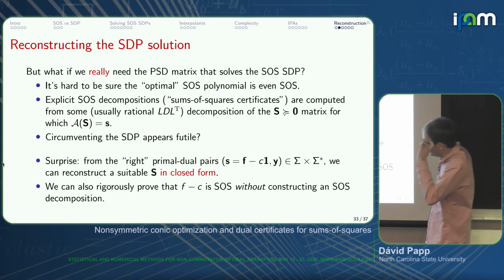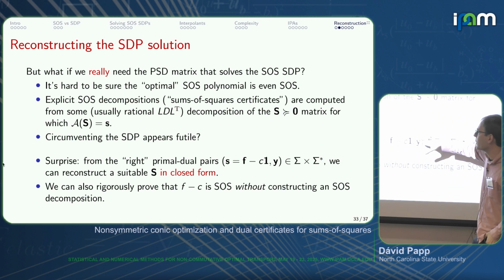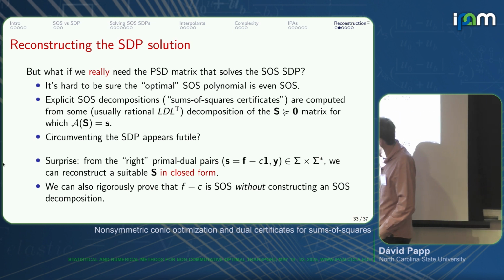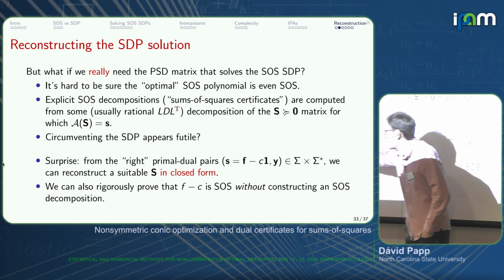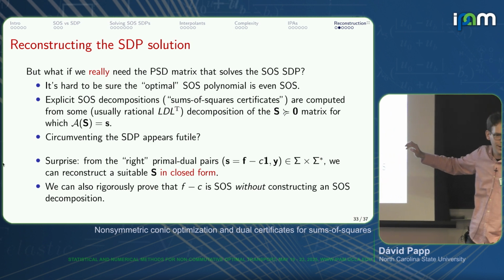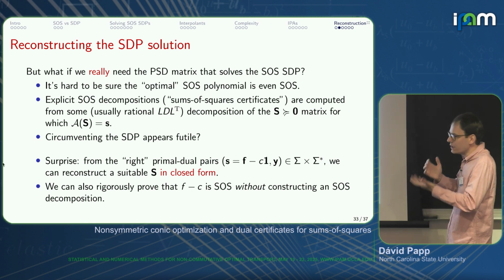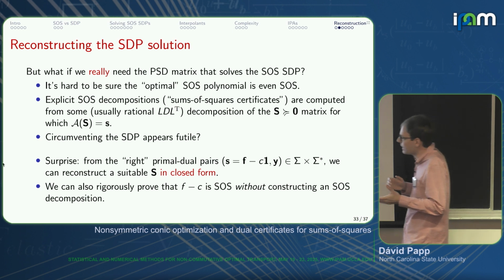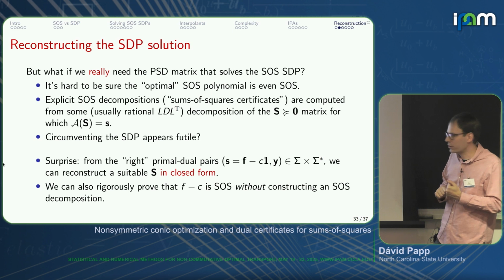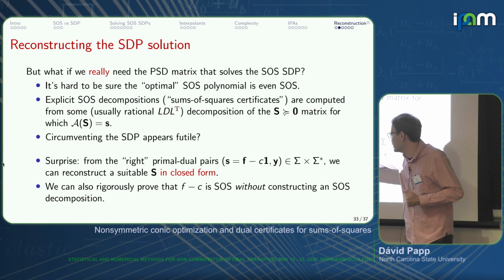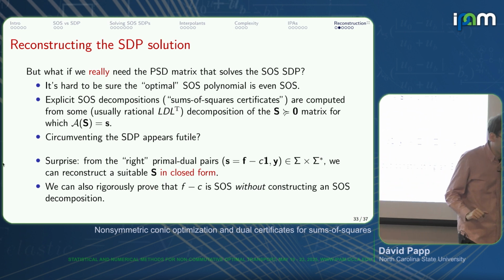But the interesting bit, and that's what this part of the talk is about, is that from the right primal dual pairs, we can actually reconstruct the solution of the SDP in closed form. And this is cheap too. It doesn't cost more than a single iteration of the interior point algorithm. So not only can we avoid that blow up if we are not interested in the solution of the SDP, but in a sense, we can solve this simpler problem and then blow up the solution to the solution of the SDP. Okay, and we can use this to prove that, say, our computed F minus C is sums of squares.